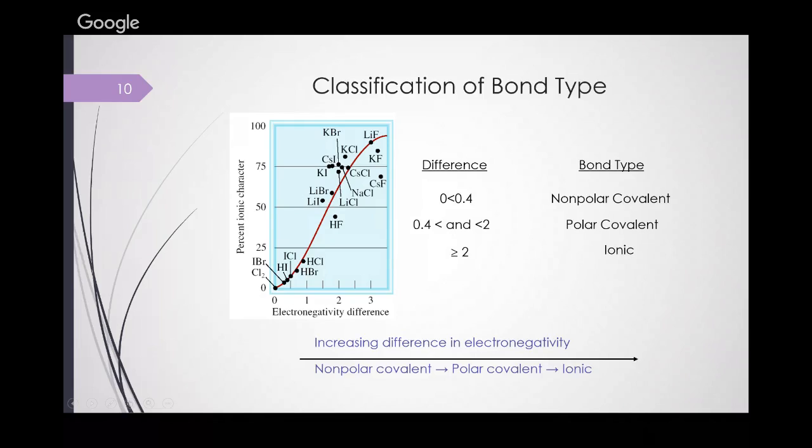Down here, we have electronegativity differences less than 1. So we have our hydrochloric acid and hydrobromic acid that are slightly polar. And then we get increasingly less polar as we get to diatomic chlorine.